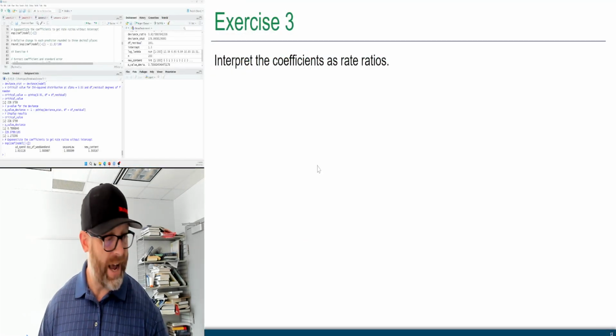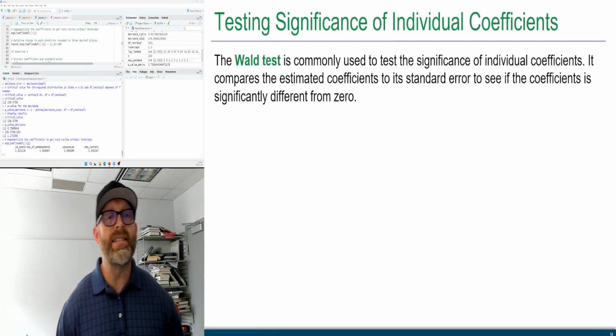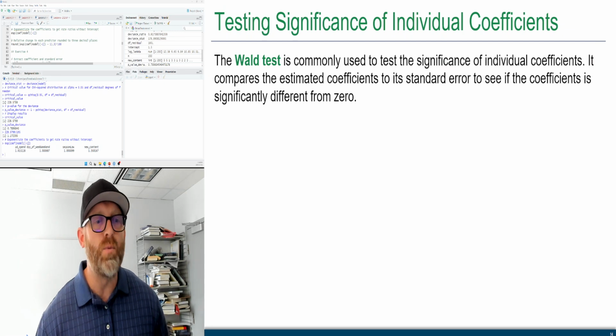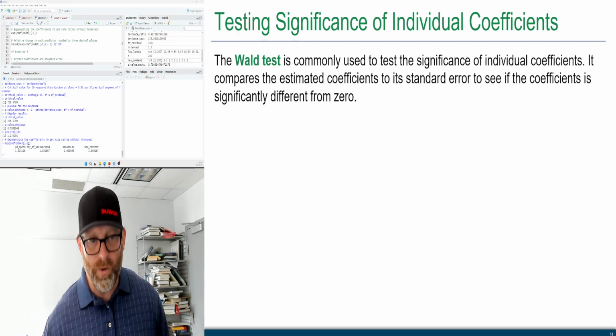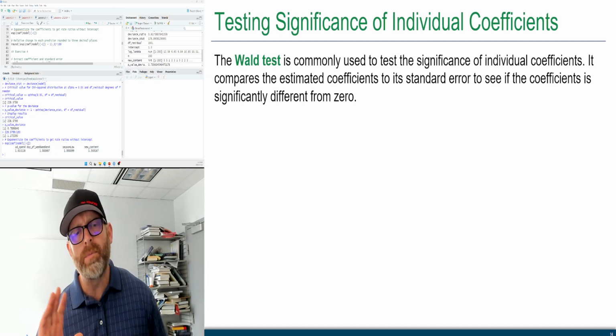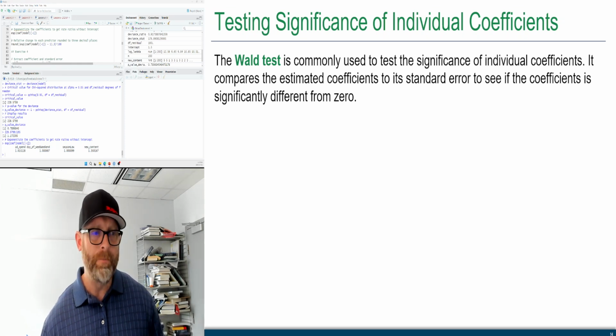But at least for the first half of this, and then we'll get back to the second part of this afterwards. Testing the significance of this. So this is what's known as a Wald test. So the Wald test is commonly used to test the significance of individual coefficients. So same as before when we were doing that hypothesis testing, does beta i equal 0 versus the alternative, it's not equal to 0.